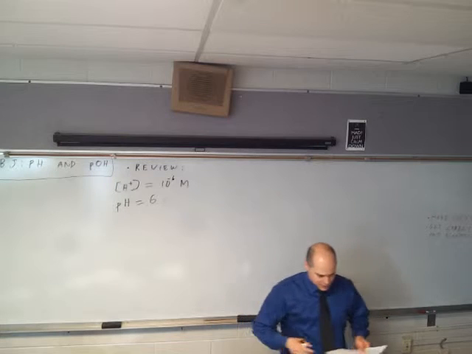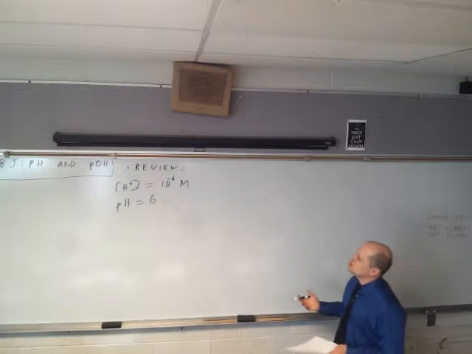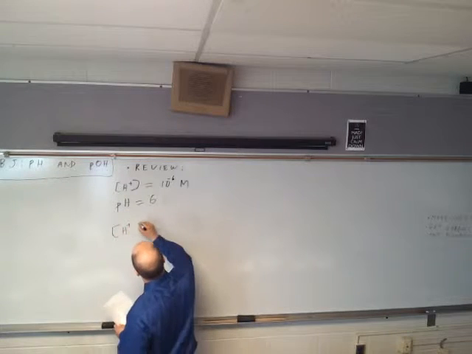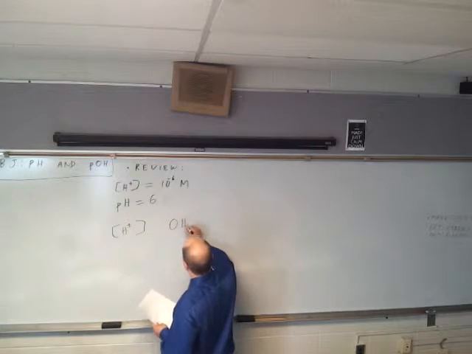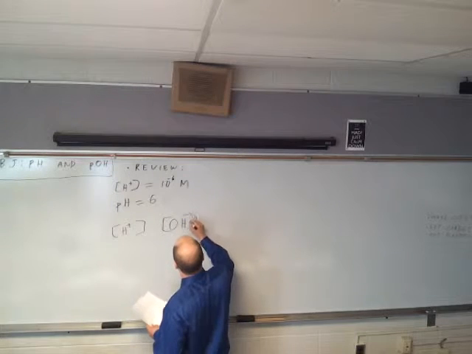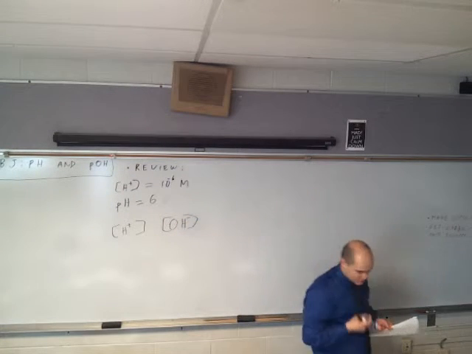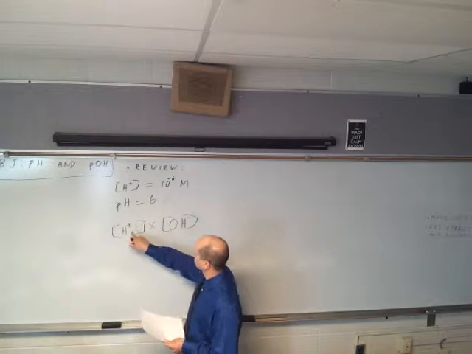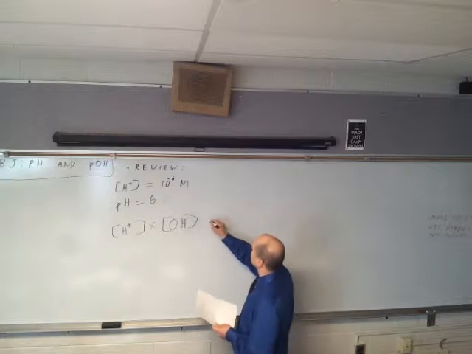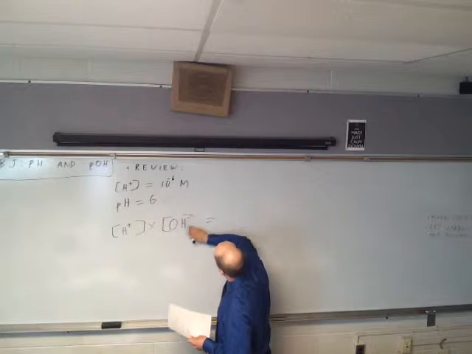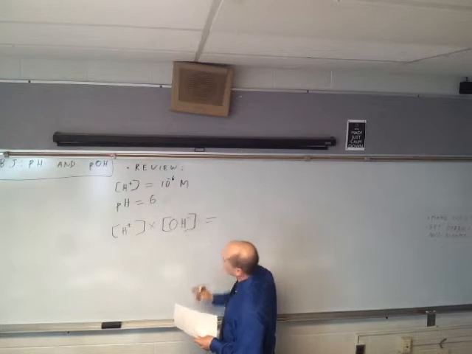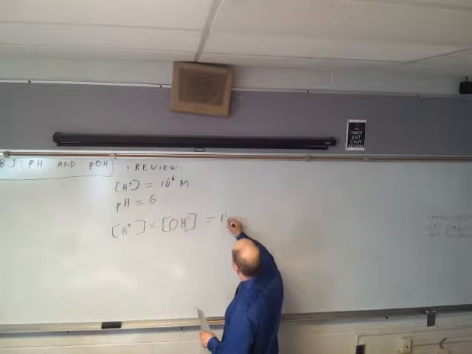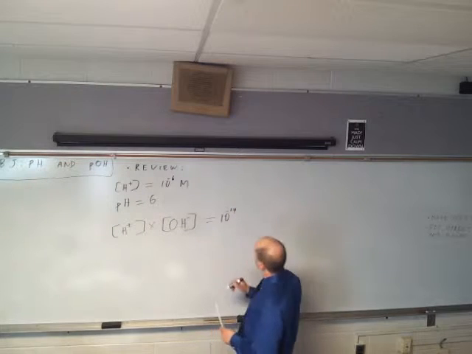This is easy. Now, what I'm going to tell you today is there's a relationship between the concentration of hydrogen ions and the concentration of hydroxide ions, or the molarity of those. And the relationship looks like this. If you multiply them together, the concentration of one times the other, you always get the same number. And that number is 10 to the minus 14 molar.